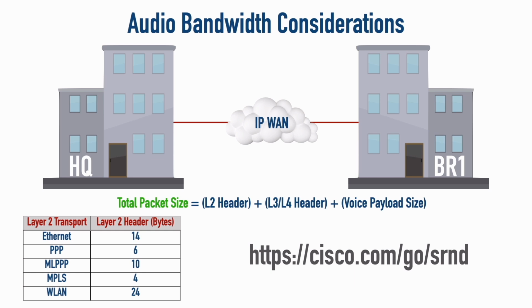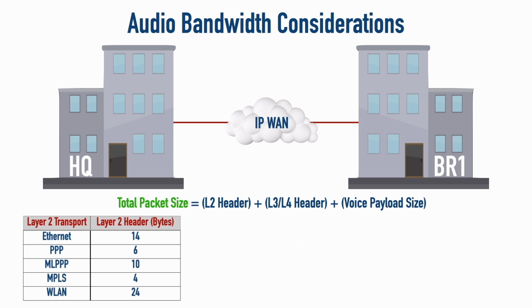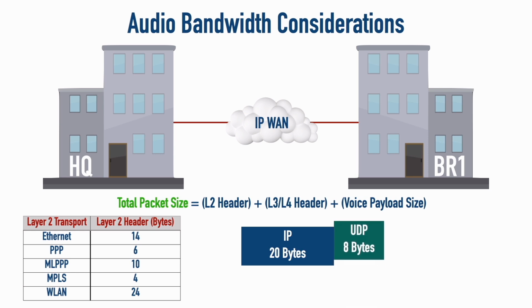What about the combined layer 3 and layer 4 header? Well, we're doing voice over IP, so the layer 3 header is going to be the IP header, and it is 20 bytes in size. The layer 4 header, as we're streaming voice, we're going to be using UDP, a layer 4 protocol, which is encapsulating RTP, the real-time transport protocol, also a layer 4 protocol. That's right, we've got one layer 4 protocol, RTP, encapsulated inside of another layer 4 protocol, UDP. And UDP is going to take up 8 bytes, and RTP is going to take up 12 bytes.